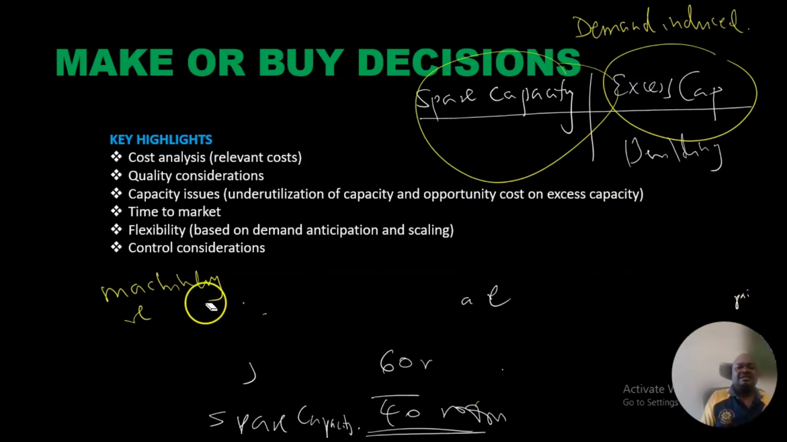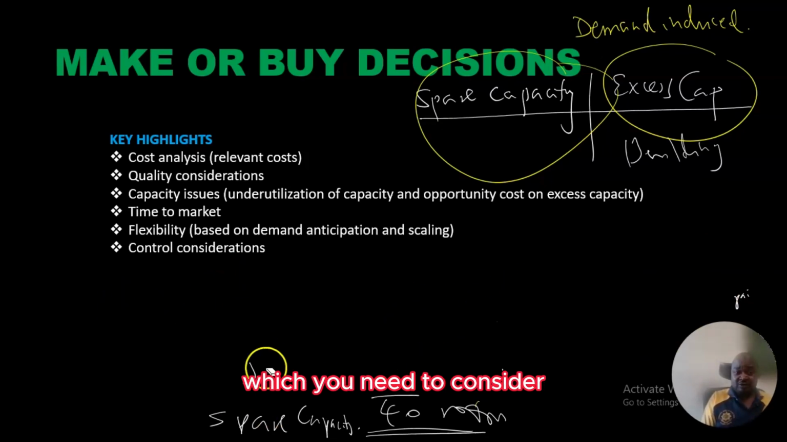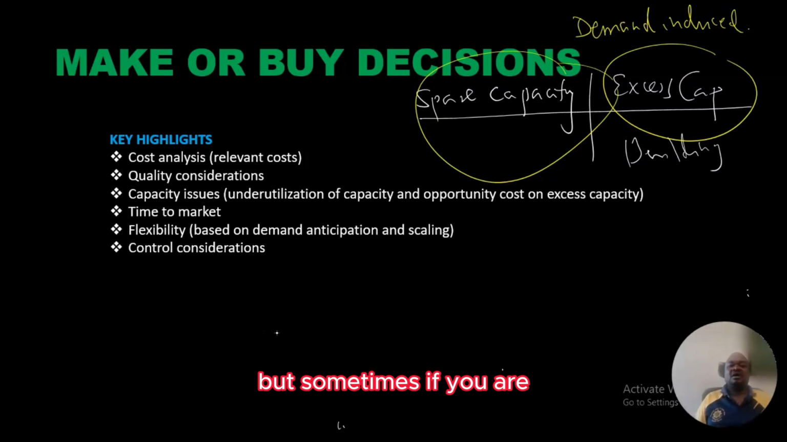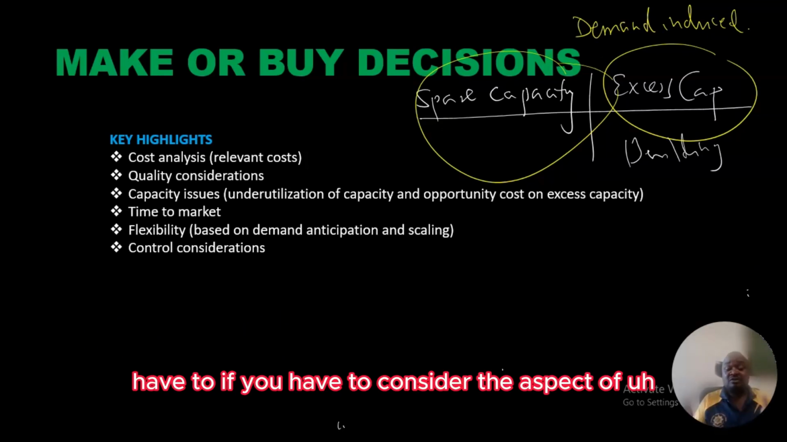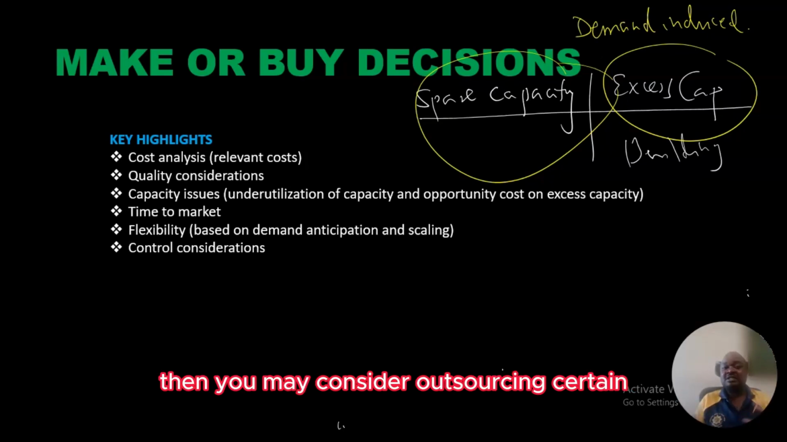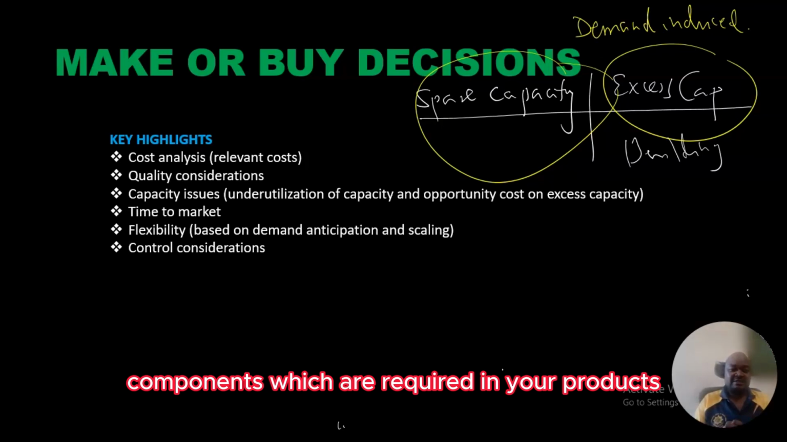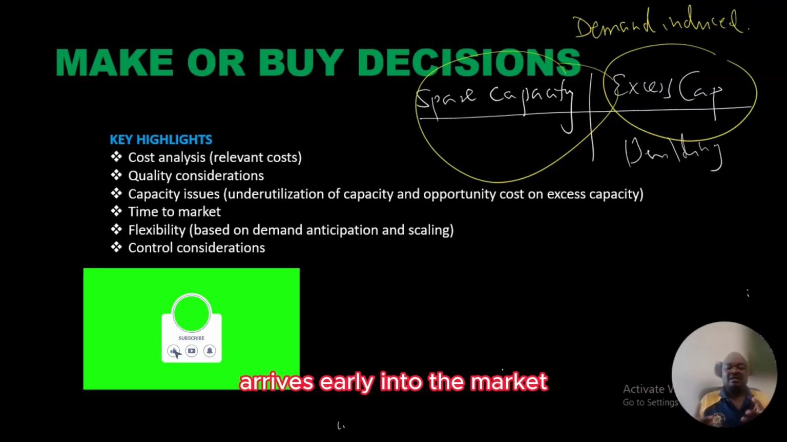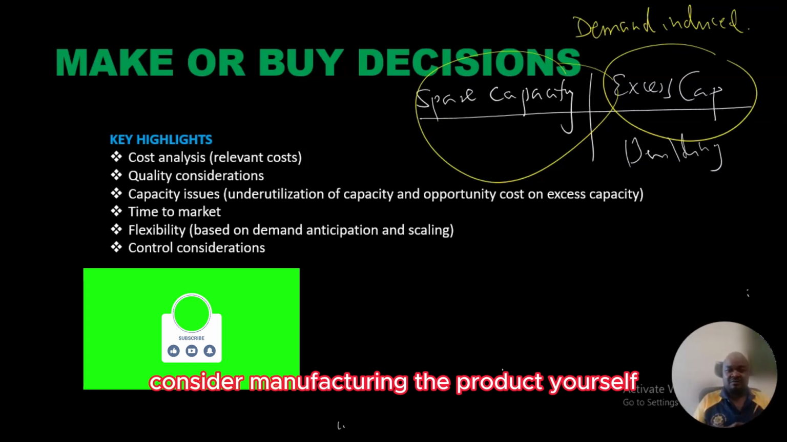There is also an aspect of time to market which you need to consider in make or buy decisions. Sometimes, if you have to consider taking your products to the market as quickly as possible, then you may consider outsourcing certain components which are required in your product, because you want to make sure that the finished product arrives early in the market. Or if there is no hurry, then you might consider manufacturing the product yourself.